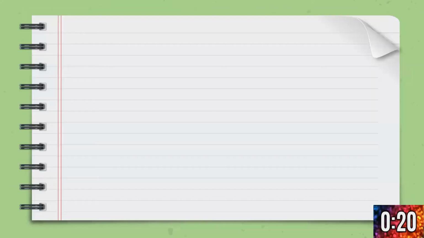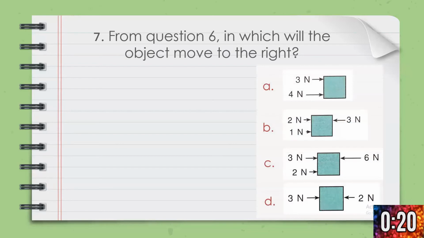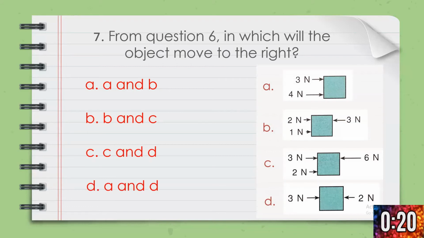Time is up. For number 7, from question 6, in which will the object move to the right? A and B, B and C, C and D, or A and D? You have 20 seconds to answer.